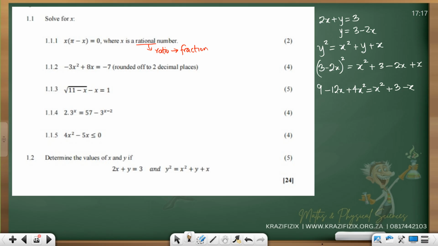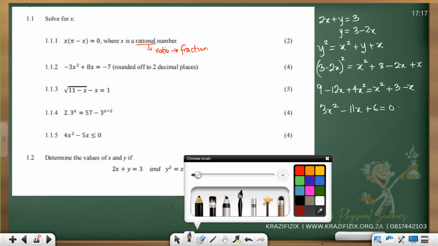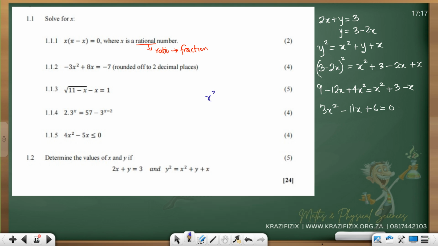If I bring the x squared over, I'll have 3x squared. If I bring that x over, 1 minus 12 will give me negative 11. If I bring that 3 over, 9 minus 3 would give me 6. Now we can either factorize or use your quadratic formula. But let me check first. 18, 9 and 2. Yeah, I have factors.